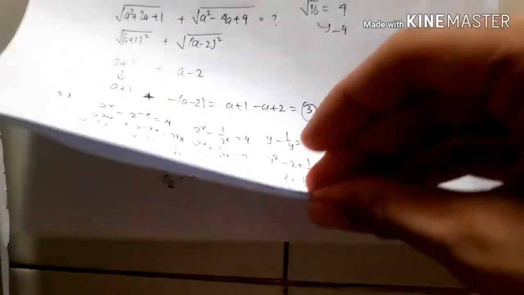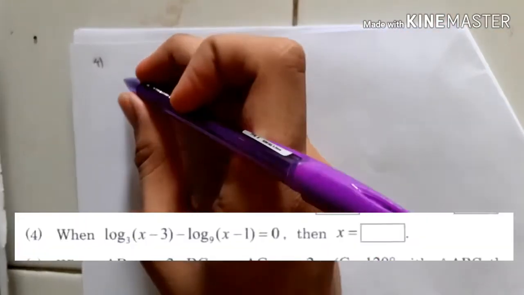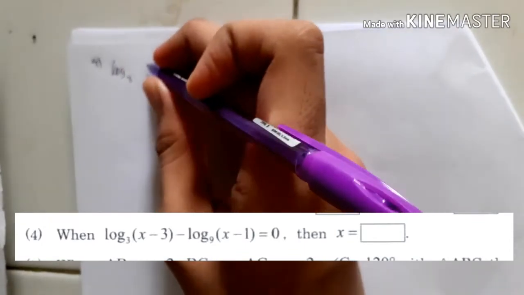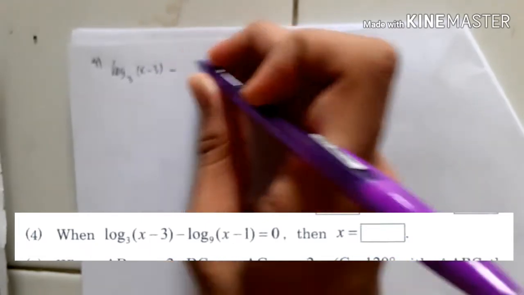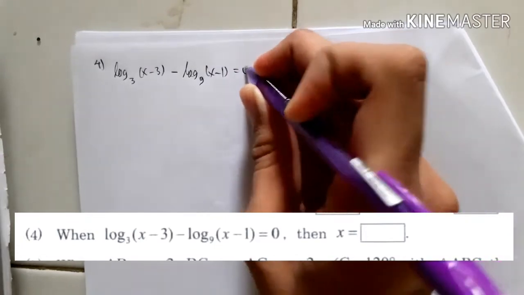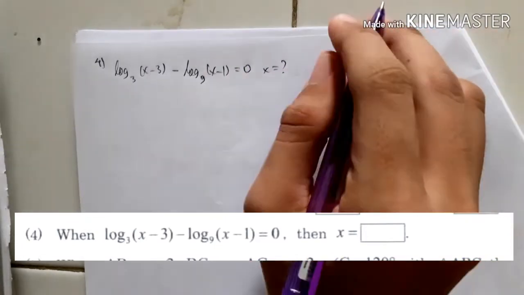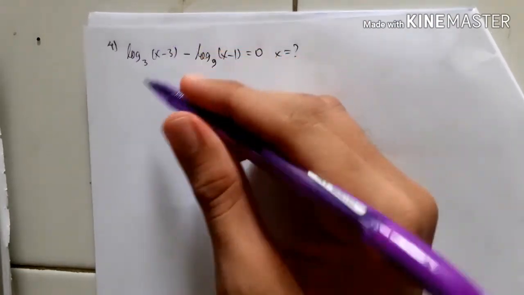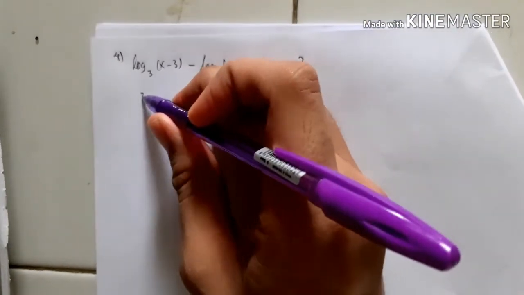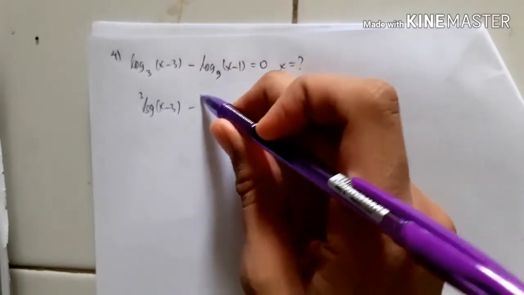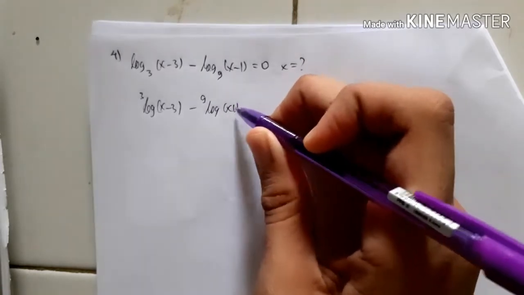Okay, now let's go to number 4. It says the logarithm with base 3 of x minus 3 minus the logarithm with base 9 of x minus 1 equals 0. So what is x? Just for the sake of this video, I will move the base up. I used to write the logarithm this way, so this is what I mean: 3 logarithm x minus 3. It's just the same.